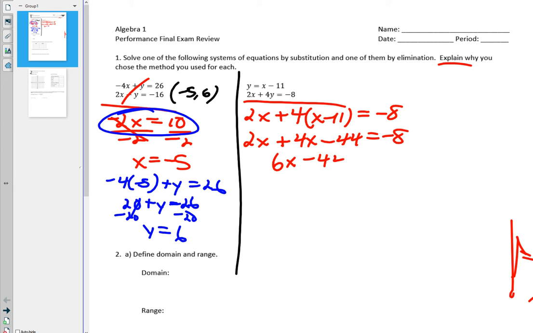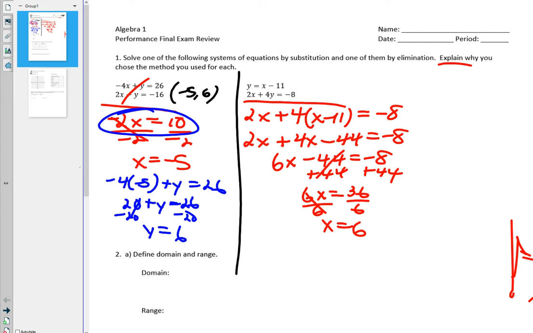combine, add. 6x is equal to 36. And then the kids are getting excited because x is equal to 6.